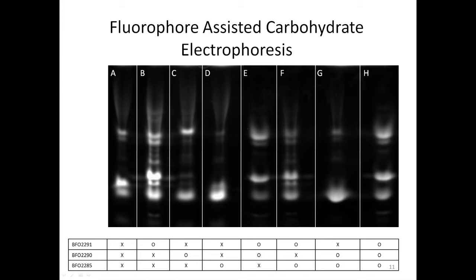I also did an H1 NMR of the digest products of BFO2291 as well as BFO2290 after being digested with BFO2291 and saw a shift in peaks that suggested that there definitely was a different product being generated each time compared to the standard. Unfortunately, I can't show the NMR spectrums as I currently don't have access to them.